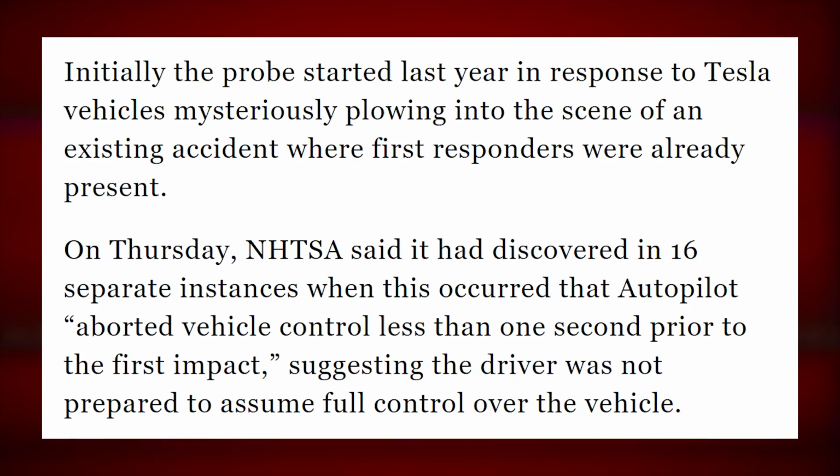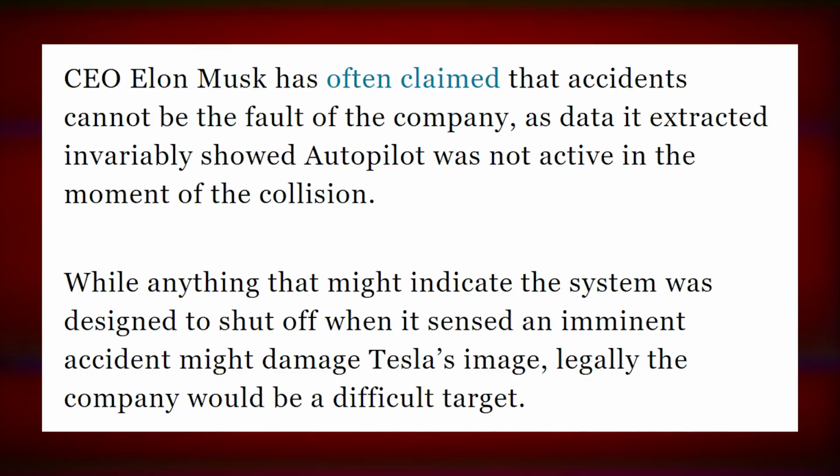Initially, the probe started last year in response to Tesla vehicles mysteriously plowing into the scene of an existing accident where first responders were already present. On Thursday, NHTSA said it had discovered in 16 separate instances when this occurred that Autopilot, quote, aborted vehicle control less than 1 second prior to the first impact, suggesting the driver was not prepared to assume full control over the vehicle. CEO Elon Musk has often claimed that accidents cannot be the fault of the company, as data it extracted invariably showed Autopilot was not active in the moment of the collision. While anything that might indicate the system was designed to shut off when it sensed an imminent accident might damage Tesla's image, legally the company would be a difficult target.